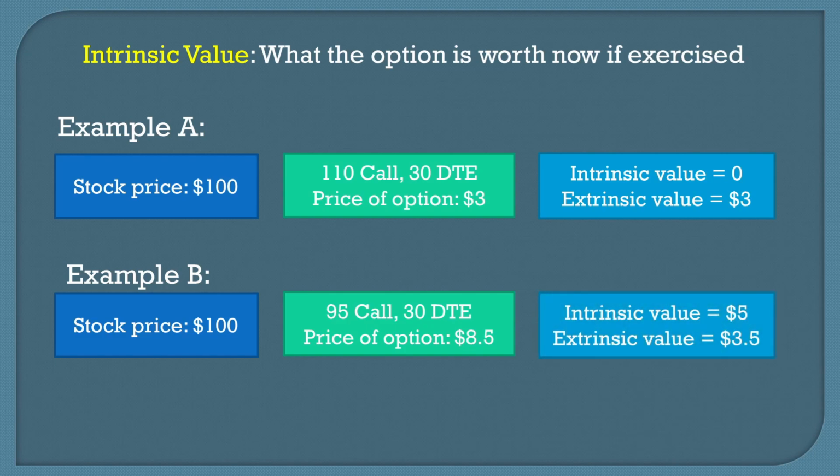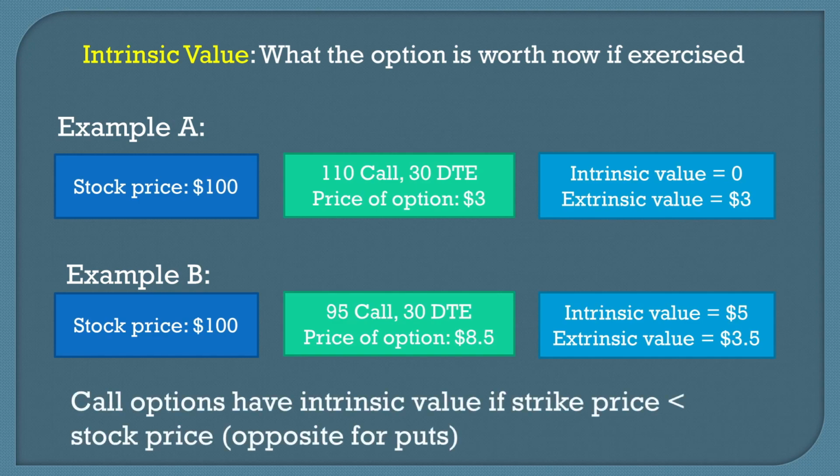We know that a call option has intrinsic value if the strike price is lower than the stock price. And for puts, it's just the opposite. The strike price has to be higher than the stock price for a put to have intrinsic value. You'll find that in most cases when you purchase an option, you are only paying for extrinsic value because you are hoping that the stock will move in your favor in the future.